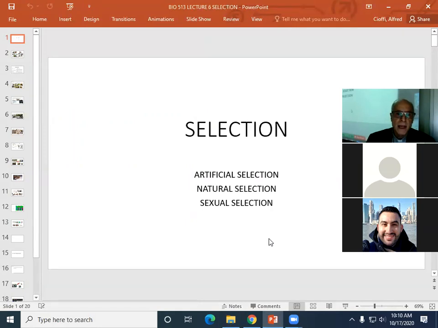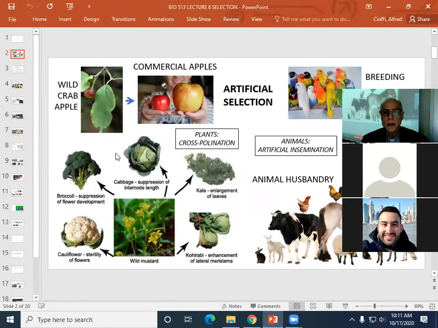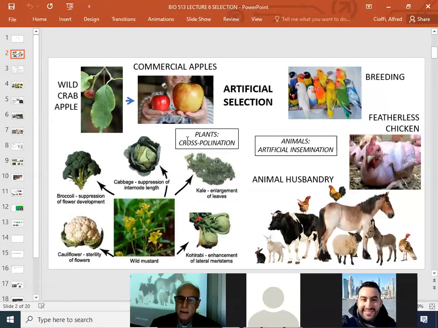Three types of selection: artificial, natural, and sexual selection. They are distinct from each other. The artificial selection is the one that we do and have been doing, not for centuries, but for millennia, all right, whether consciously or not. So here's just a one panel example of artificial selection. For example, it's used a lot in agriculture.